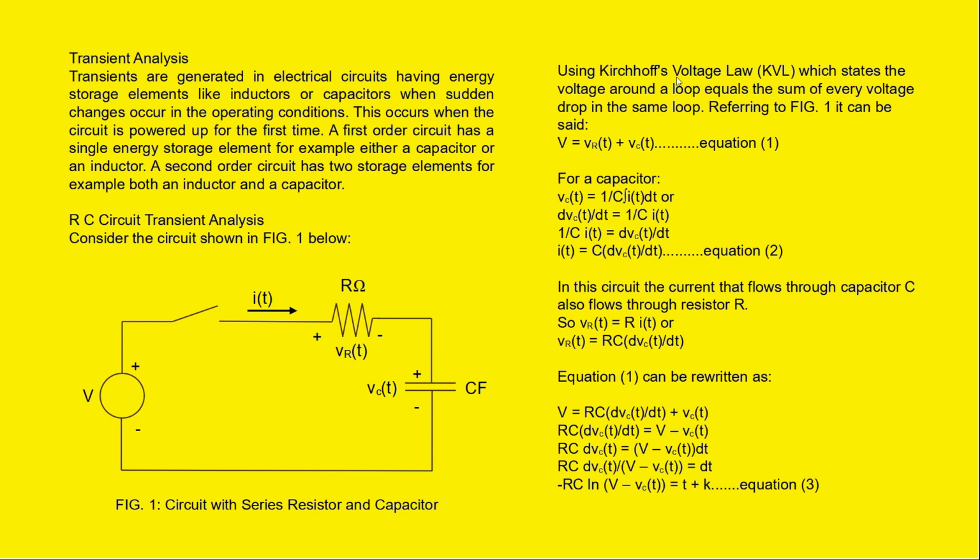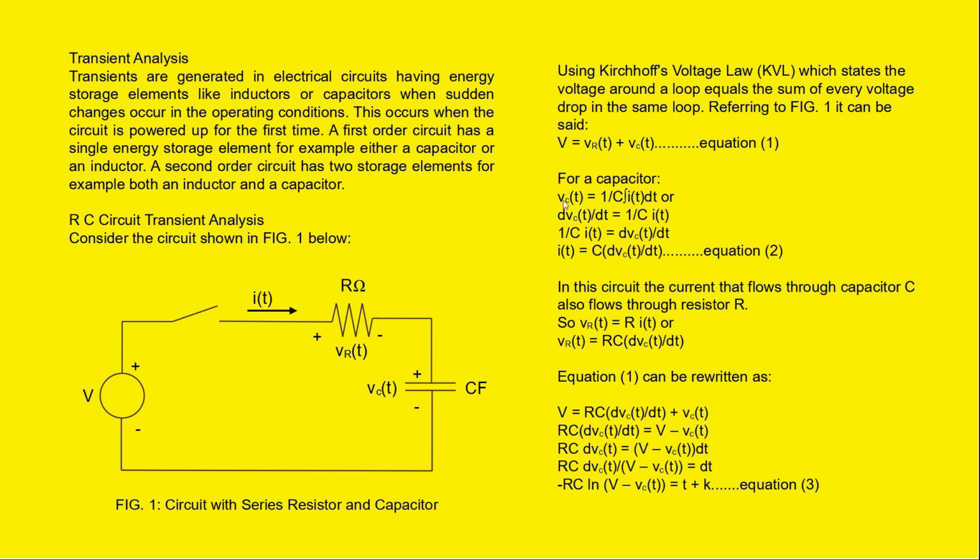Using Kirchhoff's voltage law, KVL, which states the voltage around a loop equals the sum of every voltage drop in the same loop. Referring to figure 1, it can be said V is equal to VR(t) plus VC(t), which gives us equation 1.